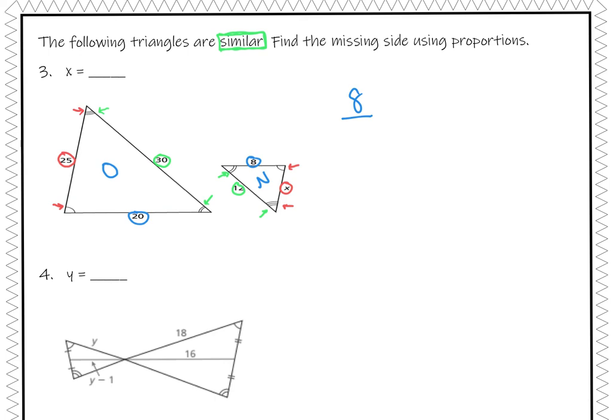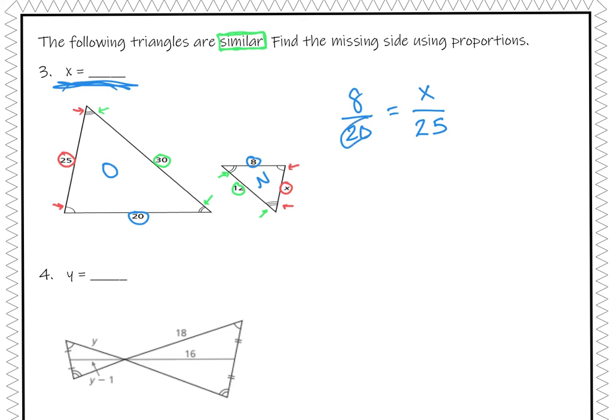So I'm going to do 8 over 20 equals, well, we have to use the x, right? We're trying to find x. Remember, that's our goal. So I'm going to do x over, what does x correspond with? X corresponds with 25, right? We circled those in the same color. And just like that, you've set up a proportion that we can now solve by using the butterfly method or cross multiply and divide, whatever it is you have called it in the past.